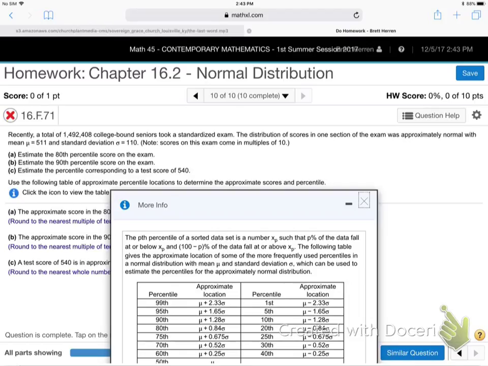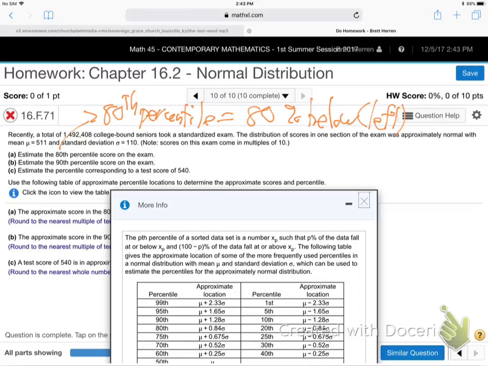They're saying recently 1.5 million college seniors took the SAT, I guess it is. Distribution, normal, bell curve, everything in the world is a bell curve. There's the middle, there's the standard deviation. Estimate the 80th percentile. Now, what does percentile mean again? So 80th percentile. What does the word percentile mean? 80% below, to the left. So they want some spot that has 80% below.